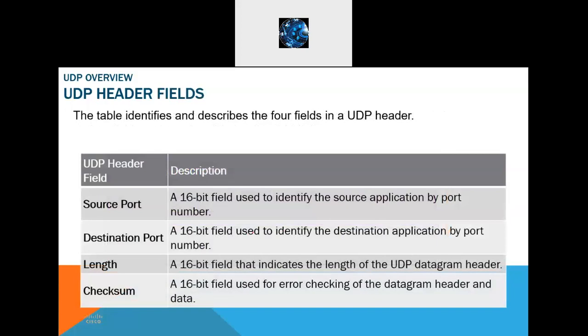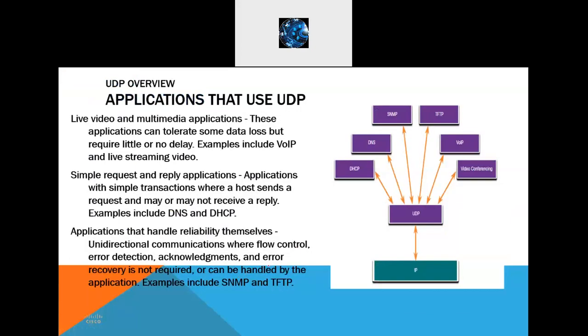Okay, so the source port tells us the source port number, and the destination port number is also there, along with the length of the message, and we can check for error. So UDP can also check for error, and of course TCP can also check for error.